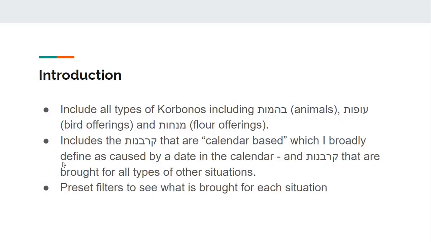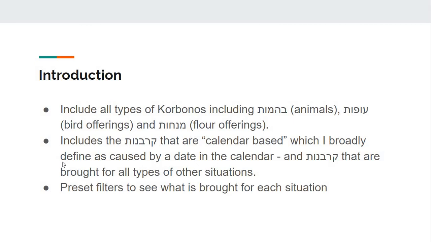By way of introduction, the table includes all types of Korbonos, including animals, behemoths, ophos, bird offerings, and menachos, and flower offerings. So all of those are covered. It includes Korbonos that are calendar-based, which are broadly defined as caused by a date in the calendar, not necessarily Zman Kavua, but associated with a date in the calendar. And also Korbonos that are brought for all types of other situations.